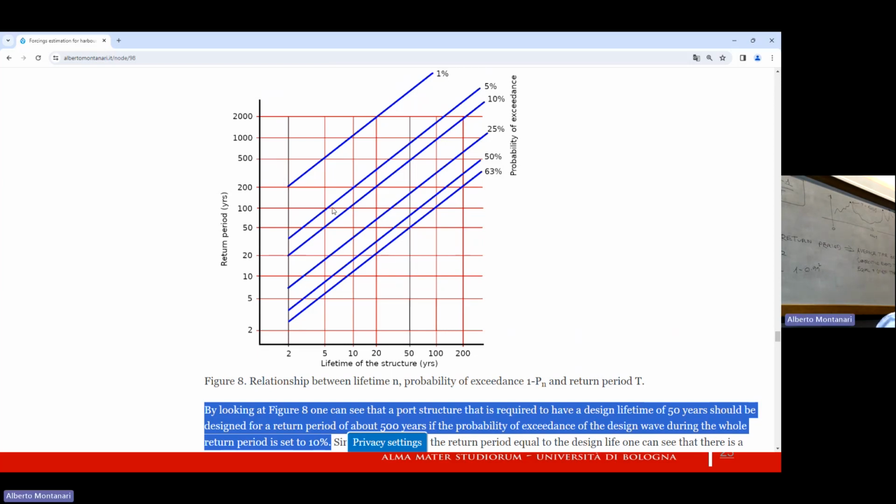This is a kind of reasoning that you will not see frequently. Reasoning based on the probability of getting a given forcing during the lifetime. Usually the legislation gives you the return period and that's it. But you may find cases where the legislation says during the lifetime, I want a probability not above 10% of getting the design forcing. And then you have to use a graph like this.